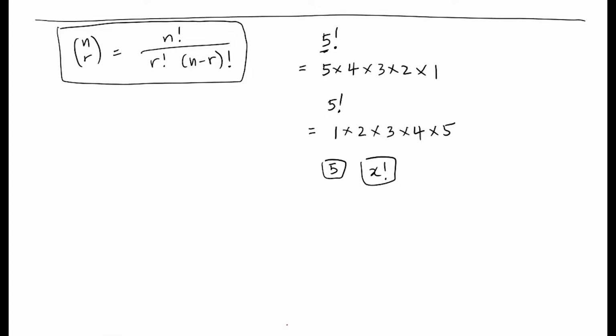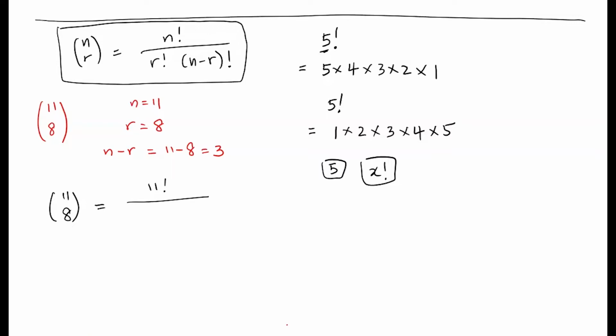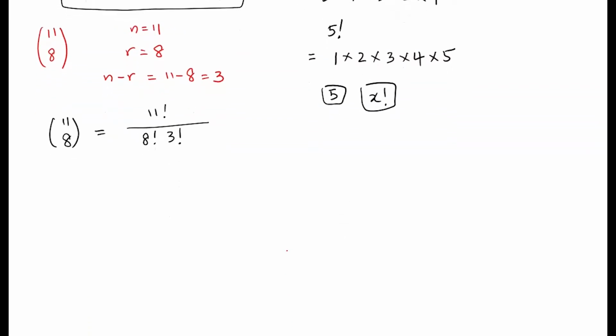Let's say I want to evaluate 11 choose 8. In that case, my n is 11 and my r is 8. My n minus r is 11 minus 8, which is 3. Therefore, 11 choose 8 is n factorial, 11 factorial, divided by r factorial, 8 factorial, and n minus r factorial, which is 3 factorial. Of course, I can use my calculator to evaluate all the factorials here, but I'm not going to do that.